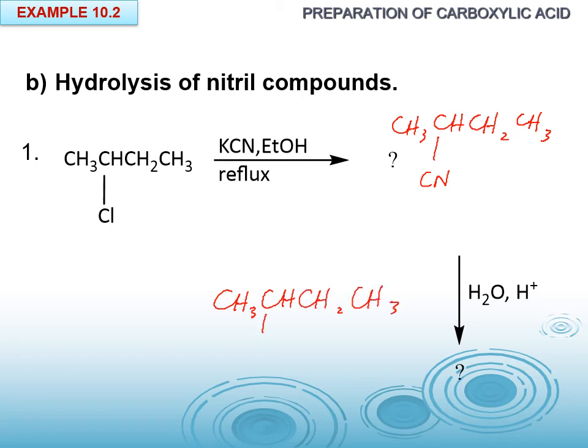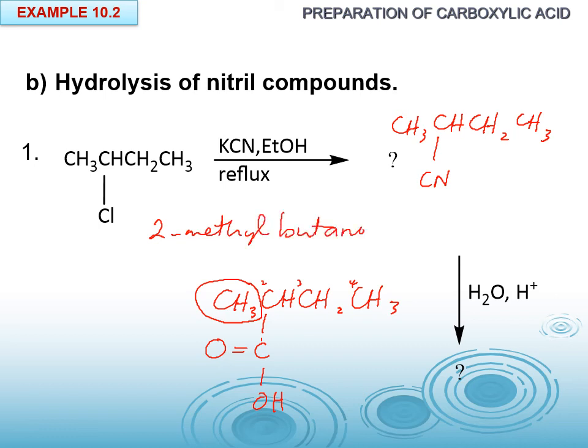CH3CH CH2CH3. Here is the C double bond O, OH. Basically, this would be carbon number 1, carbon number 2, carbon number 3, carbon number 4, and this is the substituent. The product that we formed is 2-methylbutanoic acid.